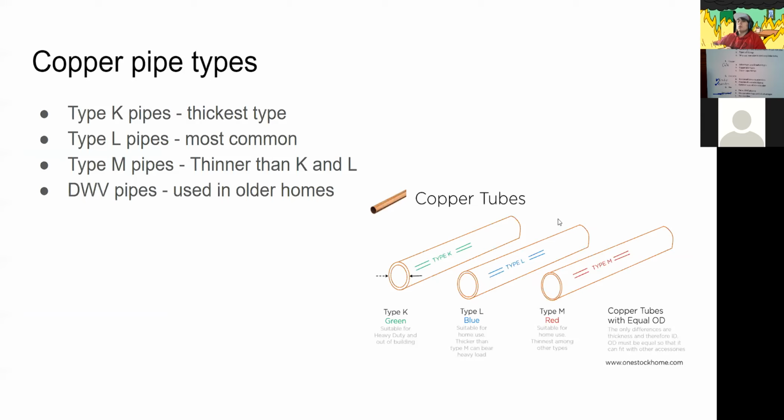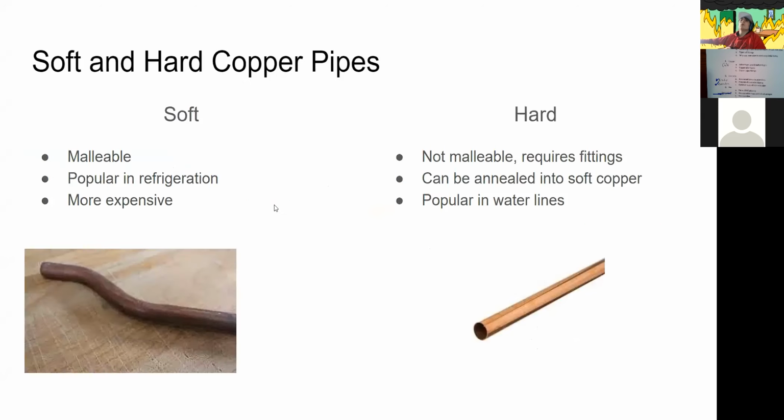And you typically see type K as the main water line in like a house. Type L would be the water pipe that would go to a faucet or something, and type M is used where you need a little bend. And DWV pipes were used in older homes, and they tend to have around the same thickness of a type M. And then there are two ways that a copper pipe can be used, where it's soft and malleable and you can bend it as shown in this picture.